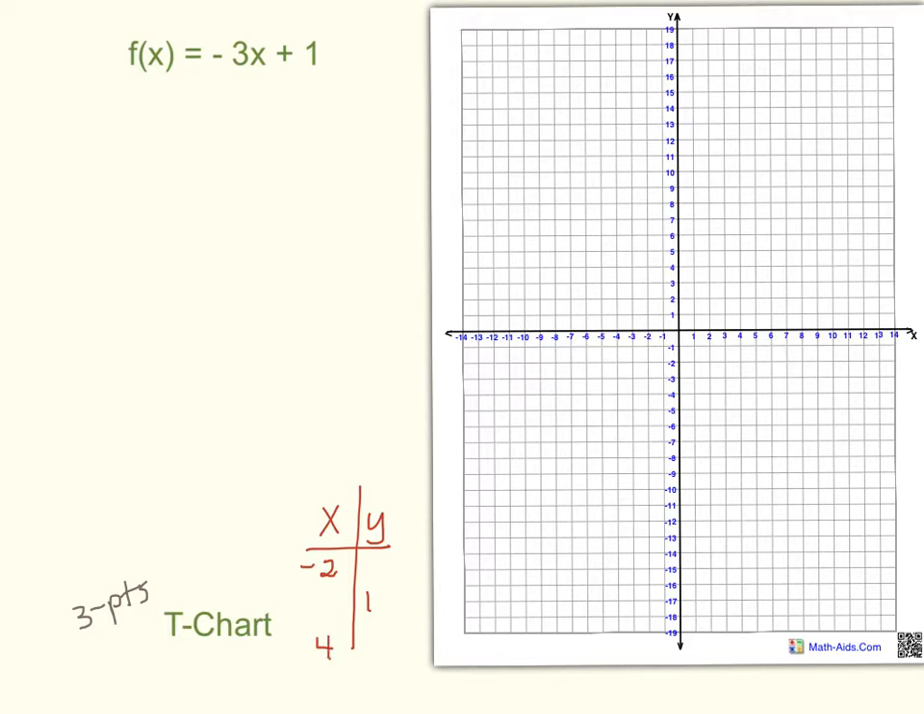Remember, it doesn't matter what points you choose, it doesn't matter whether you choose points on the x side or the y side. Whatever points you choose, you're going to plug into that function and you're going to be able to graph your line. So I chose -2, 4, and 1. So let's start with our -2.